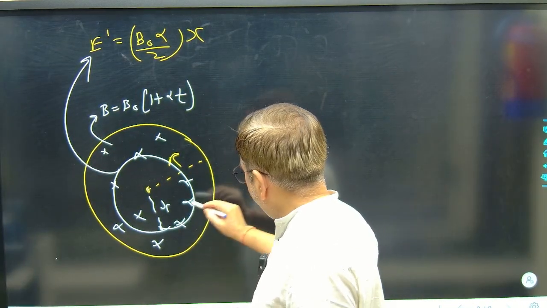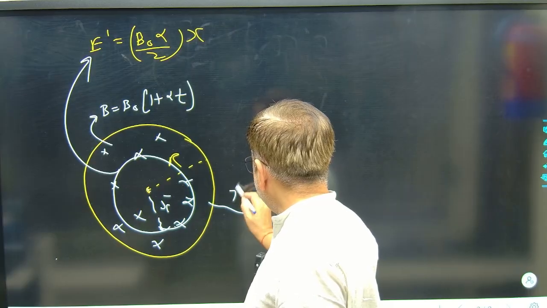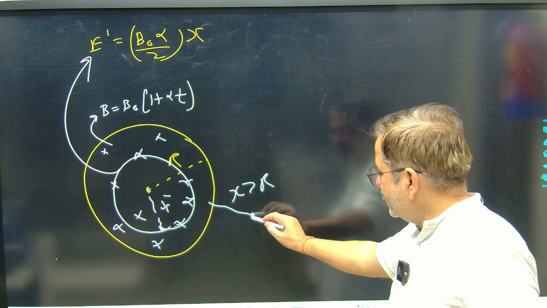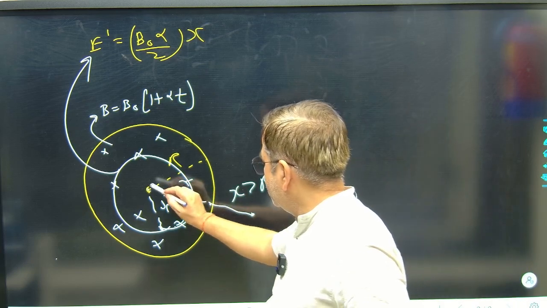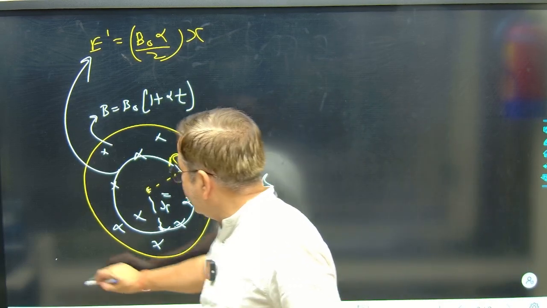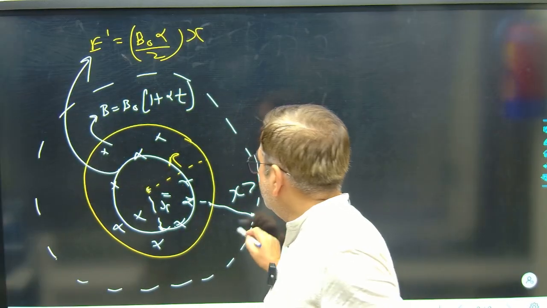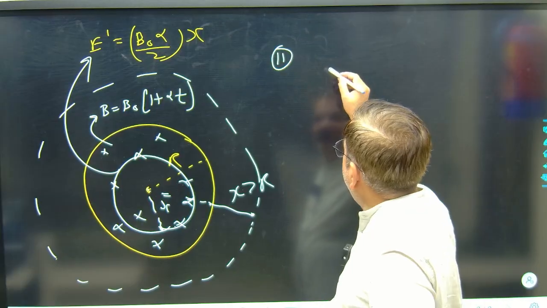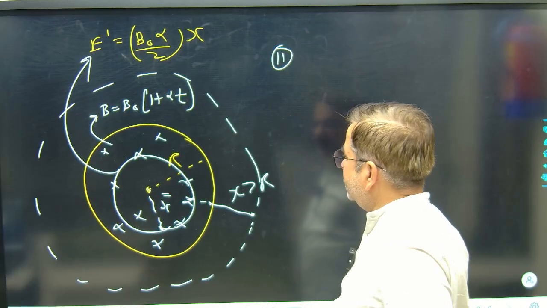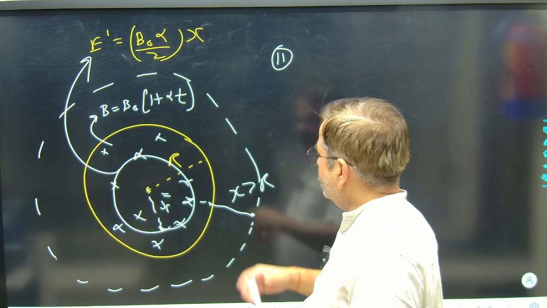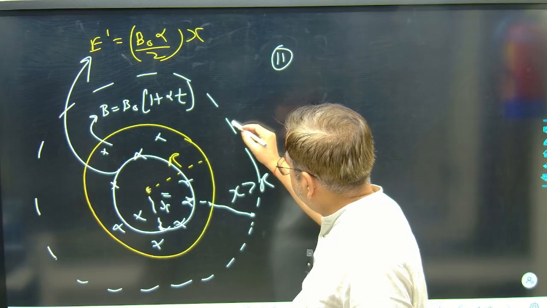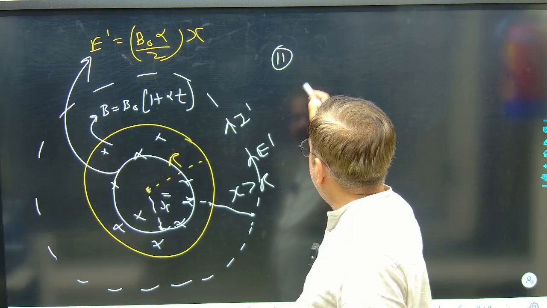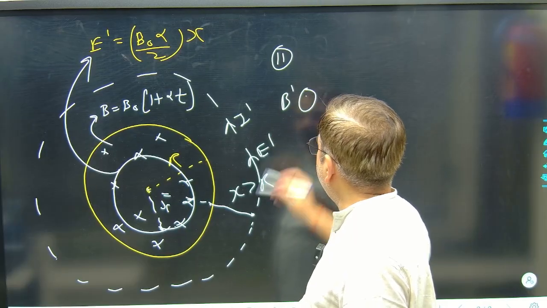Now we'll take another position, X more than R. Then what will be the expression of the field lines here for X more than R? Again I will take a closed loop like this. For this region, for X more than R, the second case I am taking, again the field lines will be created because flux is increasing. So induced field lines and current will go like this. The sense of I' or E' will be such that the induced B' is again opposite to the present field.